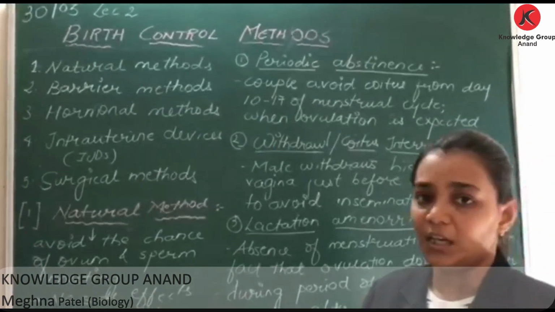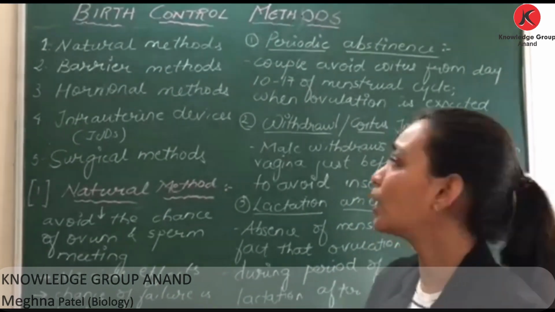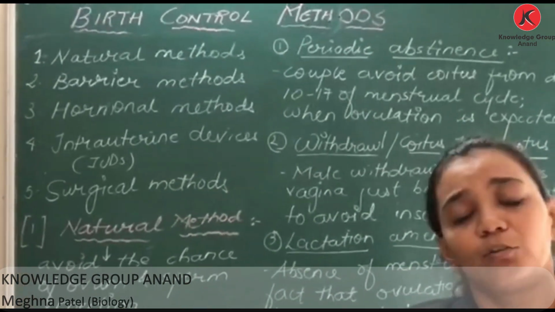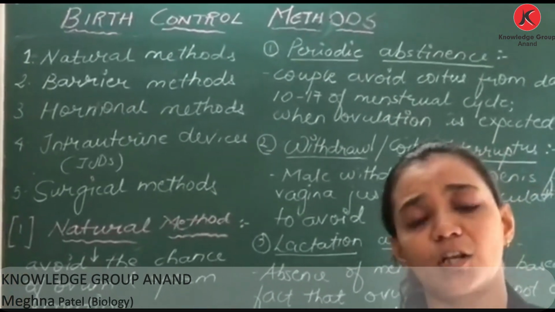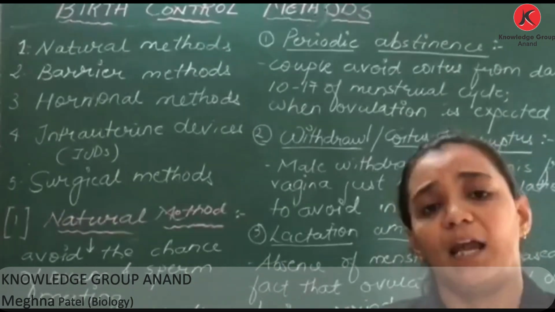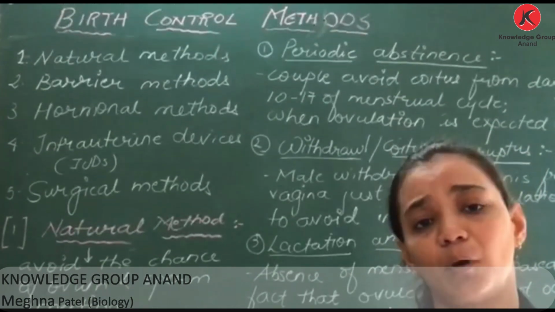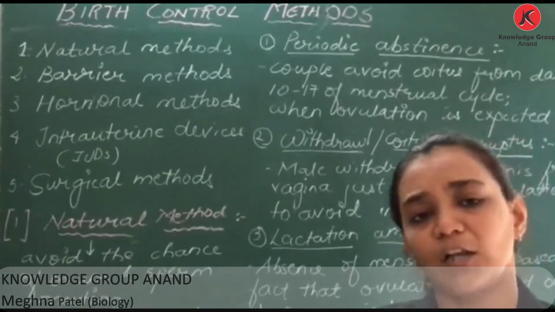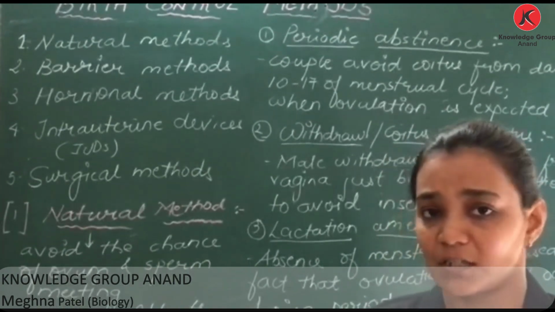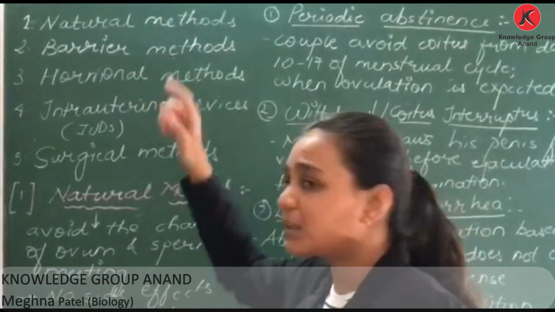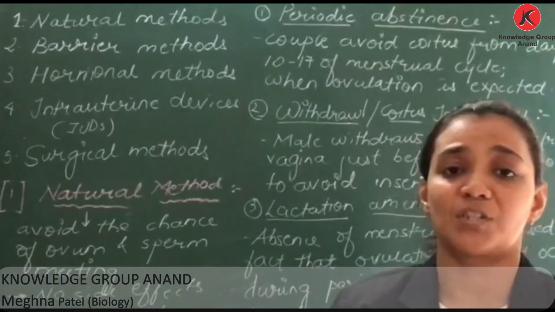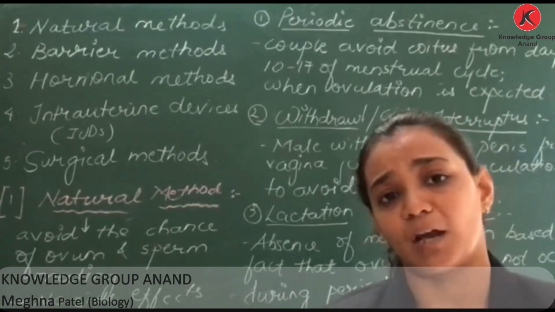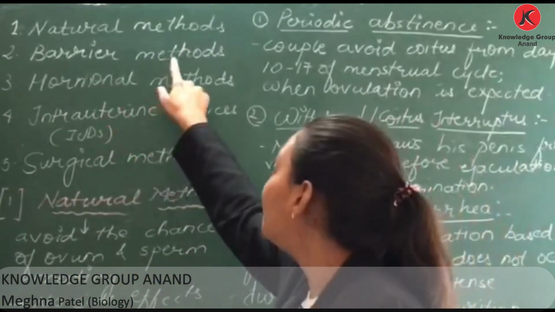Here you can see that the first method of birth control is the natural methods. The natural methods are those which do not require any additional material or equipment or any help from doctors or nurses. Another method is the barrier methods. There can be physical barriers, which you already see on television: the condoms, the diaphragms. These are all barrier methods.